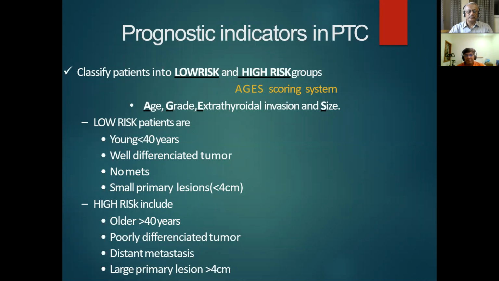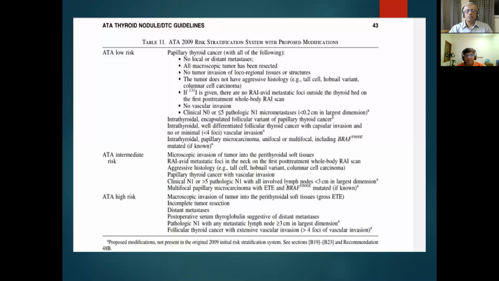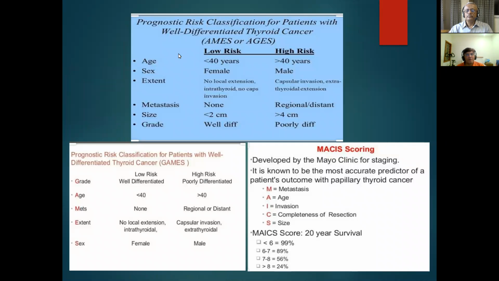Yes, sir. So high risk includes more than 40 years or poorly differentiated tumor, distant metastasis and large primary lesion that is more than 4 centimeters. 4 centimeters. Yes, sir. So these are the various other scorings.